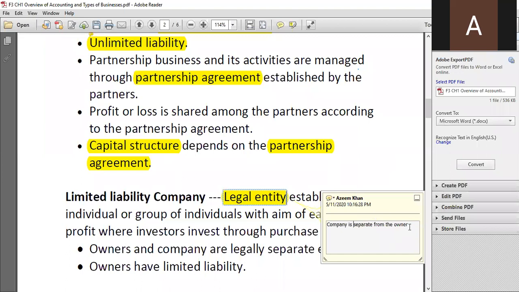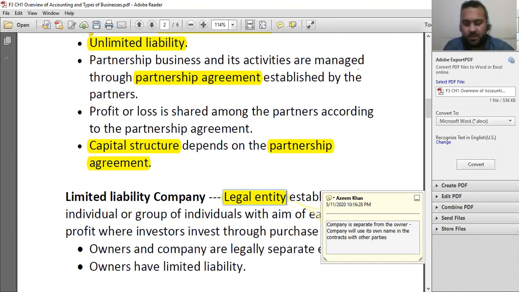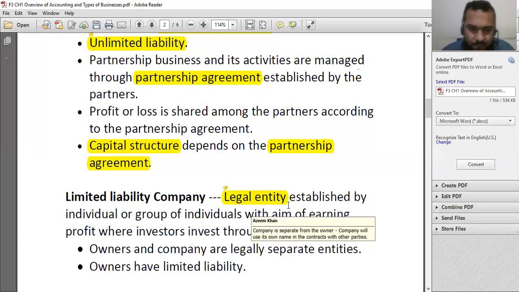What do you mean by this, separate from the owner? It means the company will use its own name in contracts with other parties. Clear or not? So the company is separate from the owner. What do you mean by this? The company will use its own name instead of the name of the owner when entering into a contract with different parties. So it's a legal entity.